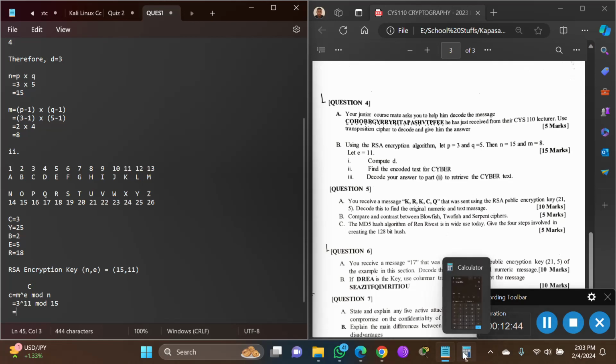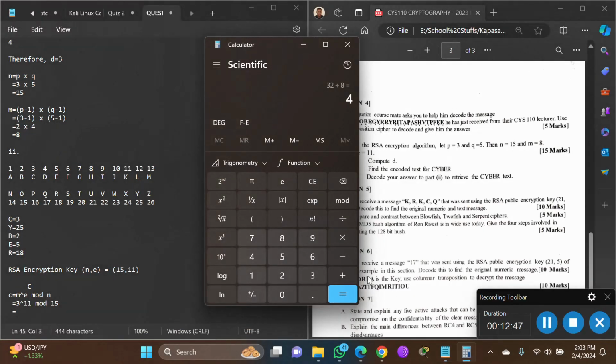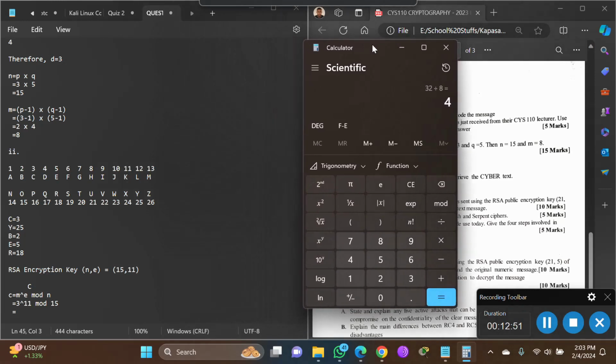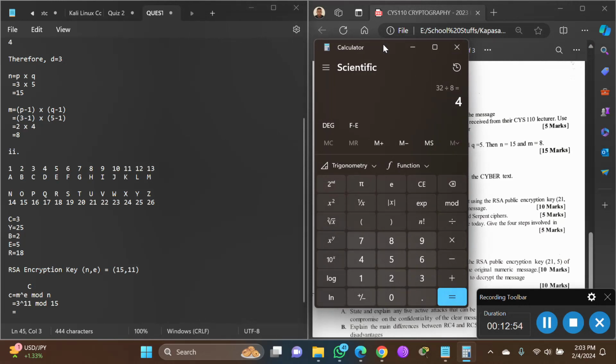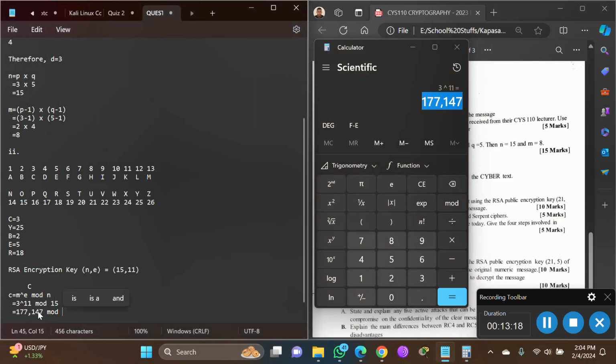opening up your calculator, because I'm using a PC, most of the things will be easier to do, but using a normal calculator, sometimes you can get exponentials at certain letters. But for now, let's just follow the normal procedure. So we have 3 power 11. So 3 power 11, we get that. So you copy, then you paste it there. Then you say mod 15.